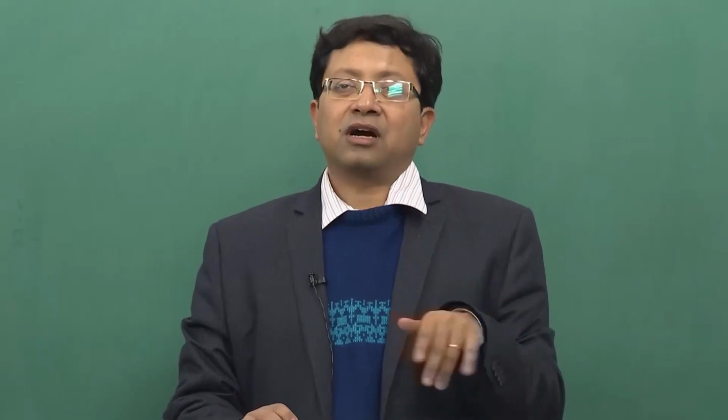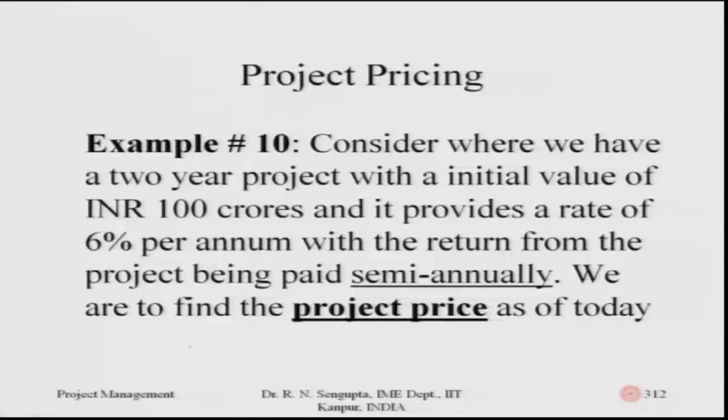The per annum calculation remains as it is, but the compounding can be continuous, simple interest, or any other compounding concept, whether monthly, yearly, quarterly, whatever it is. And the paybacks are given here semi-annually. It can be on a quarterly basis, on a weekly basis, whatever it is. So, we need to find out the project price.